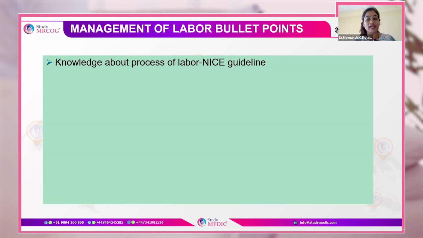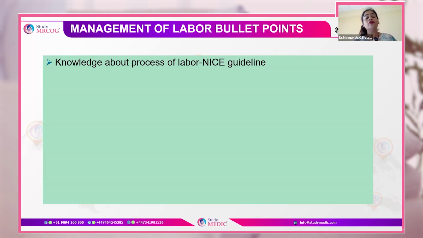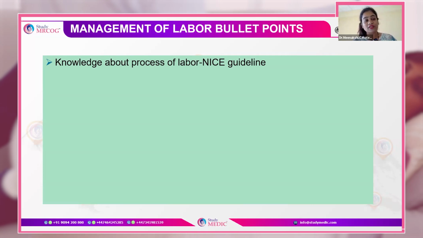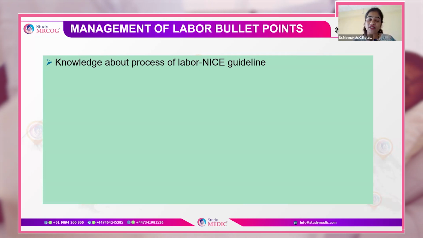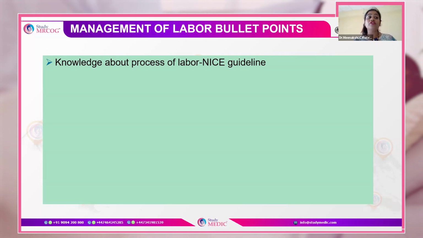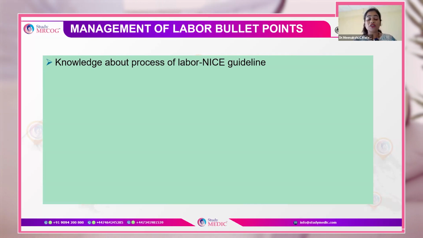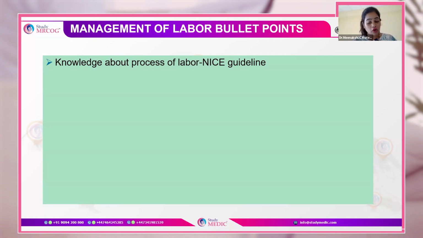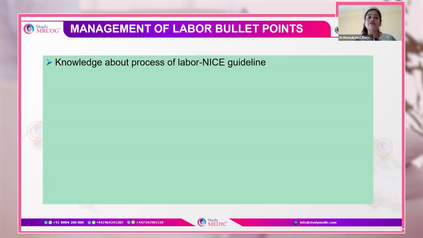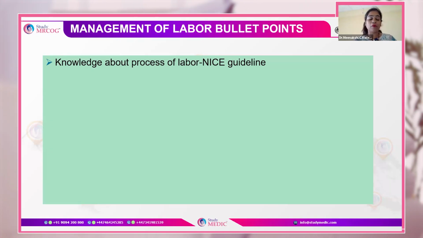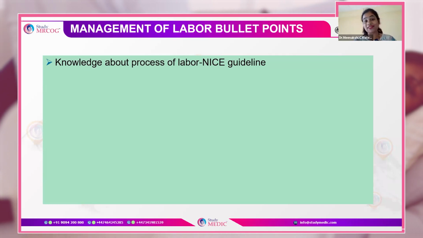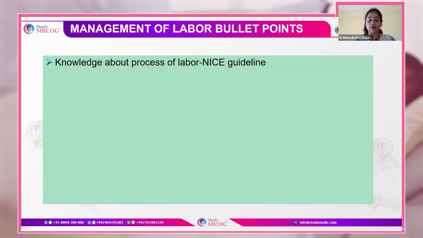So being well versed with the NICE guideline is very, very important. You need to understand what a normal labor is, what is an abnormal labor, when do you suspect a delay, when do you diagnose a delay, and what are the rules for primigravida, multigravida, with and without epidural, what kind of analgesia is given, when do you offer continuous electronic fetal monitoring, and how do you monitor. All of this is very, very important, and the NICE intrapartum care as well as CTG is one guideline which definitely you have to read about before you go for the exam.